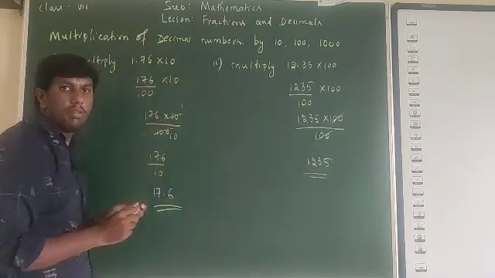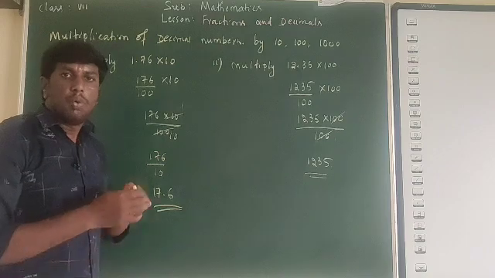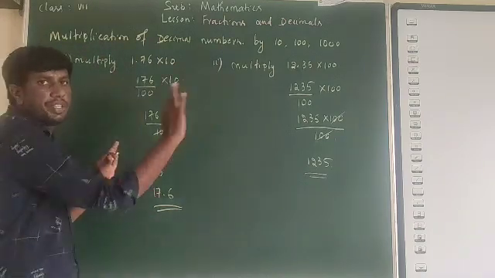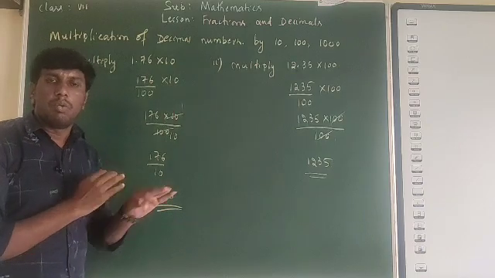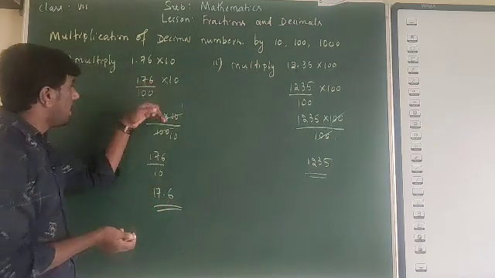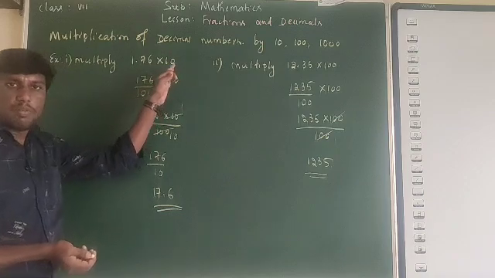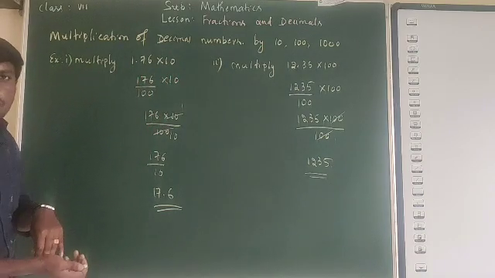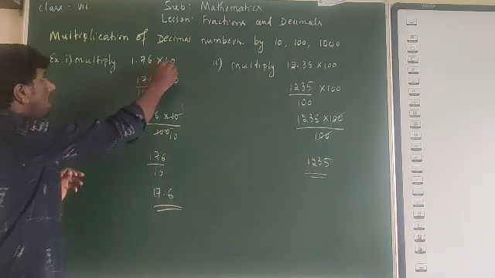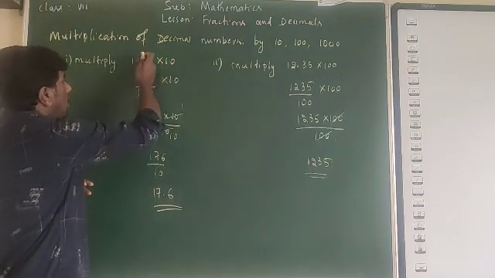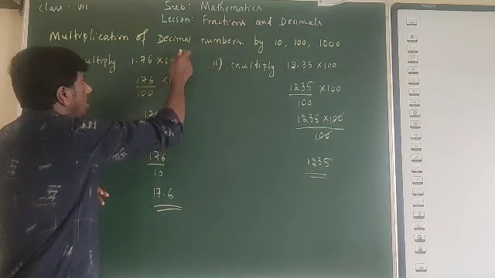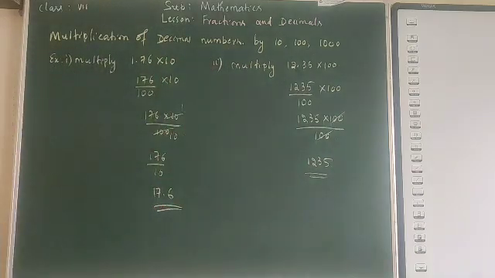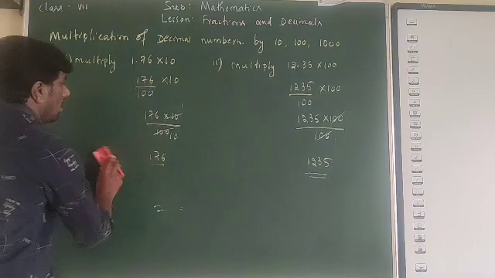While multiplying, right side; while dividing, it will be shifted left side. That is the difference. While dividing by 10, the decimal point will be shifted left side. How many zeros do I have in the denominator? While multiplying, the decimal point will be shifted right side. How many zeros do we have in the multiplication? So that is the only difference between division and multiplication.